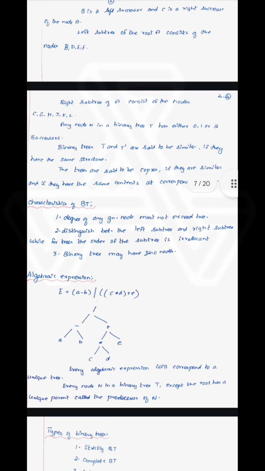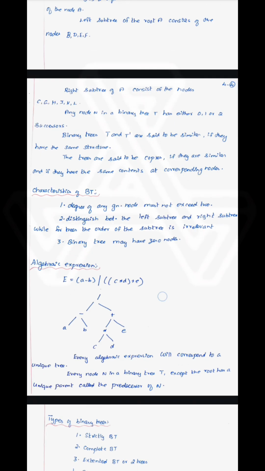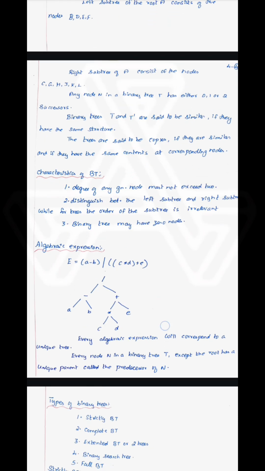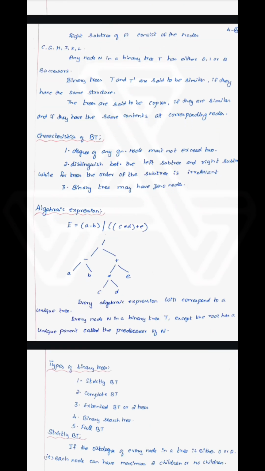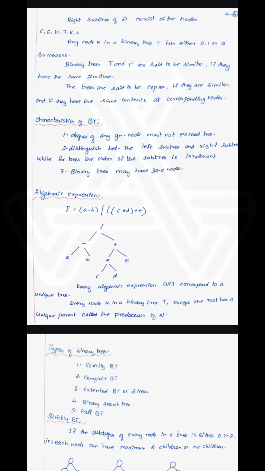Binary trees T and T dash are said to be similar if they have the same structure. The trees are said to be copies if they are similar and if they have the same contents at corresponding nodes. Characteristics of BT: degree of any node must not exceed 2. Distinguish between the left subtree and the right subtree, while for trees, the order of the subtree is irrelevant. Binary tree may have 0 nodes.